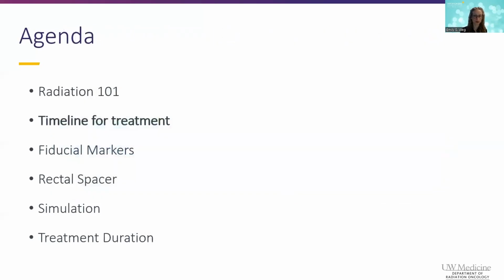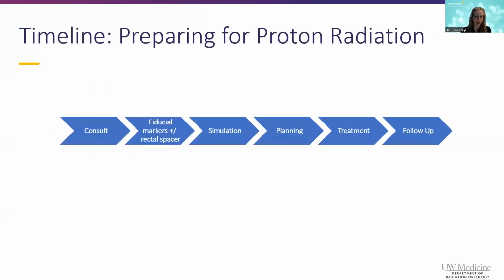So next, we'll go through the timeline for treatment. A lot of you have probably started moving through this timeline, but first patients are seen in a consultation with a radiation oncologist. That's when we review all of the details of your cancer history, your other medical history, your social history, your family history, and we make a recommendation about whether or not you may be a good candidate for radiation and specifically what form of radiation we might want to use.